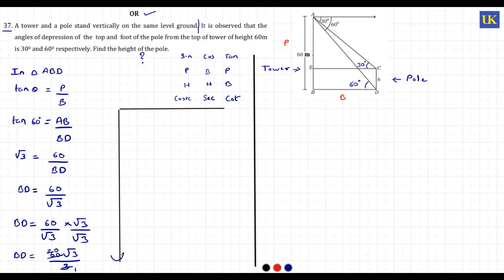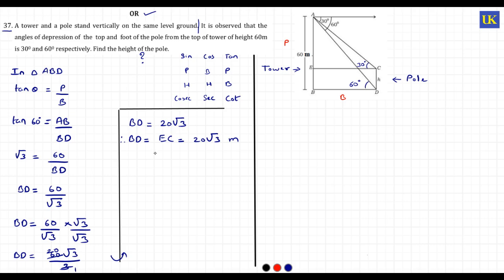So I'll continue it here. BD is equal to 20 root 3, is what I got. BD means, as I told you initially, if BD is something, then EC will also be equal to BD because they are parallel. So BD is also equal to EC, and both of them are now equal to 20 root 3 meter. So this is what we got.